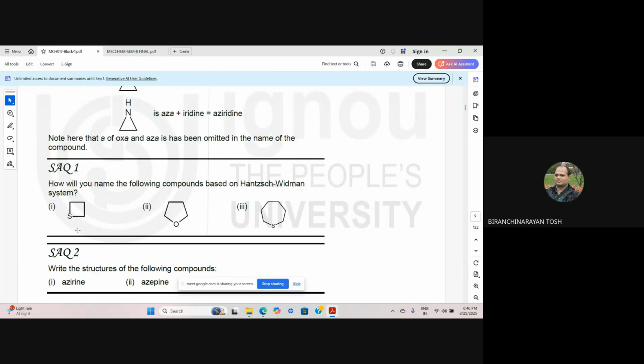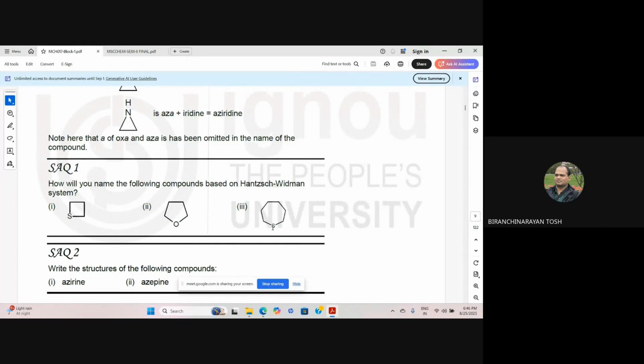It is thiaten. And here oxygen is there, so it is oxa, and a five-membered ring, so for five-membered it is olen. The A will be removed, so oxolane.